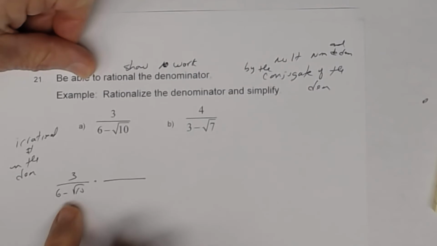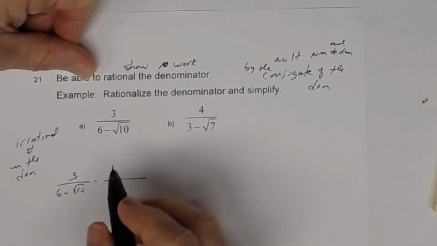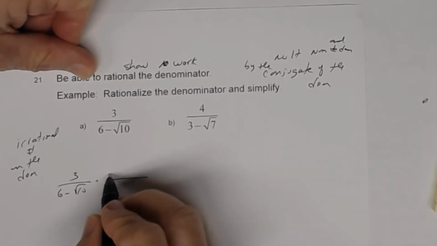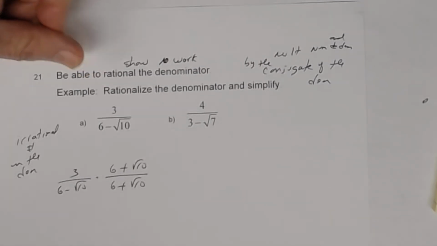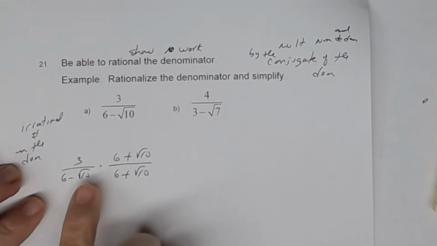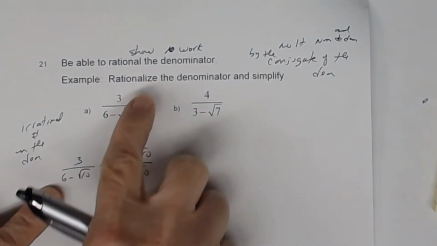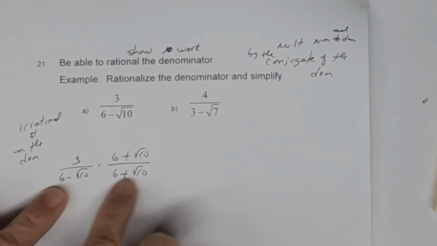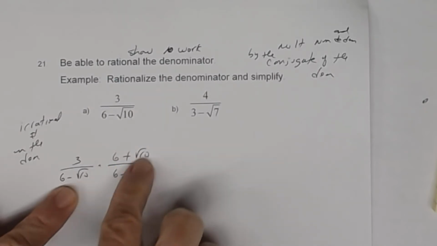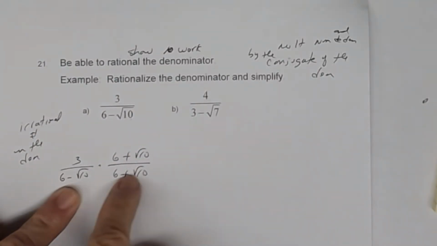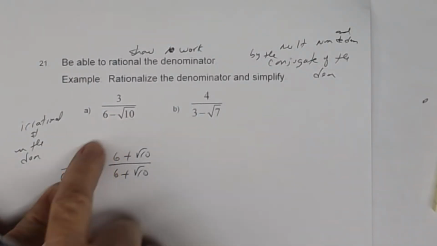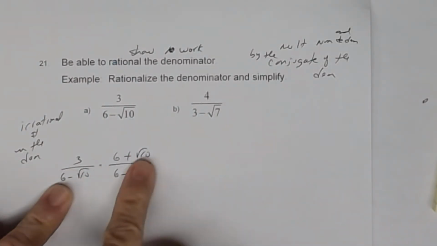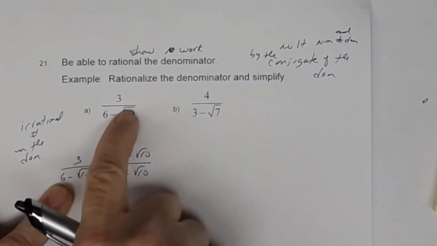So the conjugate of 6 minus the square root of 10, it's easy. You just change that middle sign. 6 plus the square root of 10. So that's your first step. So the first step to make this denominator rational would be to multiply both numerator and denominator by the conjugate. Because remember, what you do to the denominator, you have to do to the numerator to keep this equivalent. So remember, this is still 1 right here. 1 times this is still this.